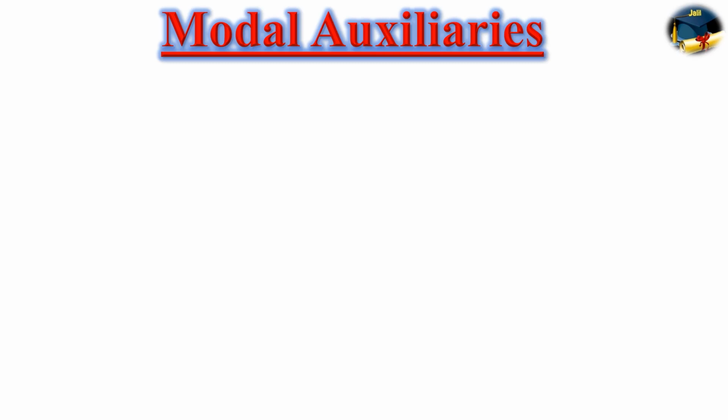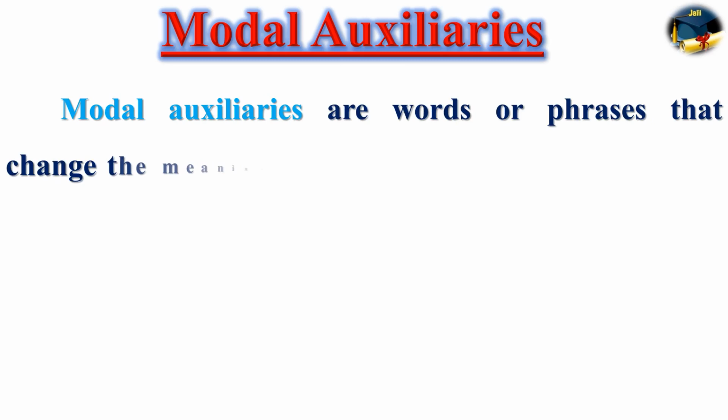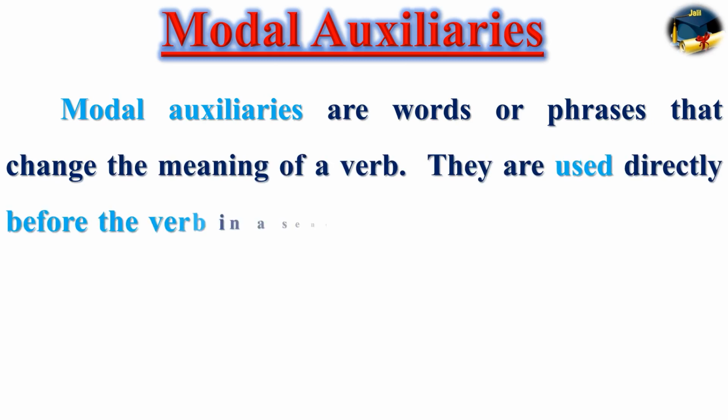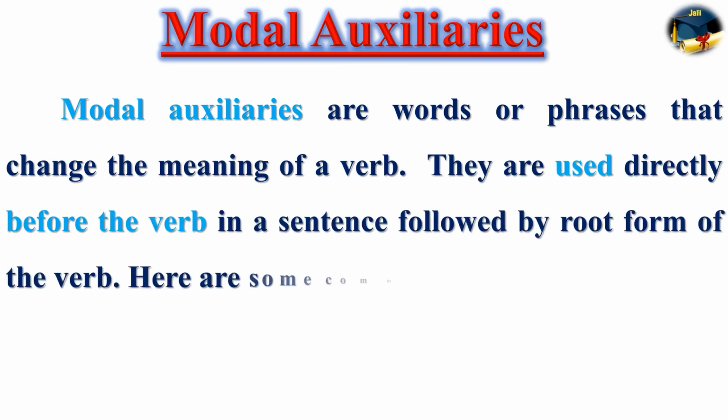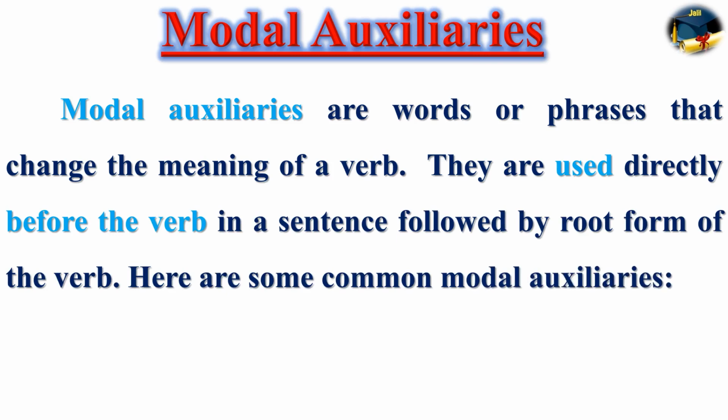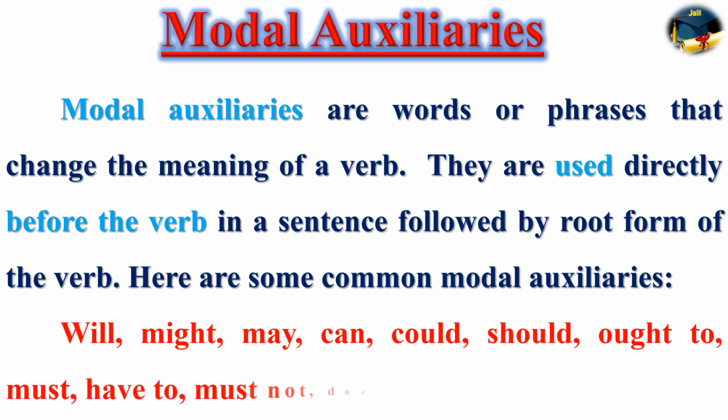So we are going to see the modal auxiliaries and the use of these modals in the sentence. Modal auxiliaries are words or phrases that change the meaning of a verb. They are used directly before the verb in a sentence followed by root form of the verb. Here are some common modal auxiliaries: will, might, may, can, could, should, ought to, must, have to, must not, don't have to.